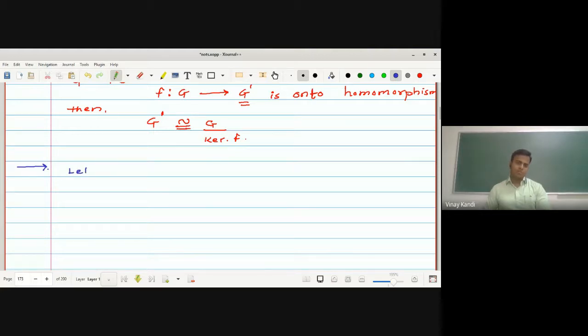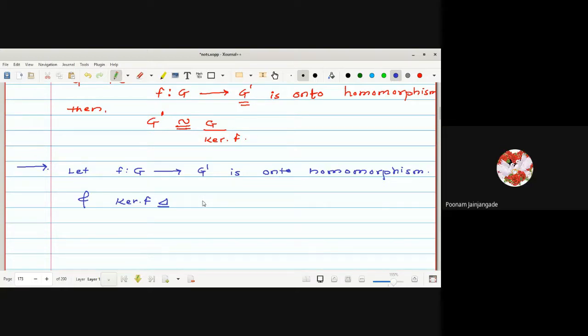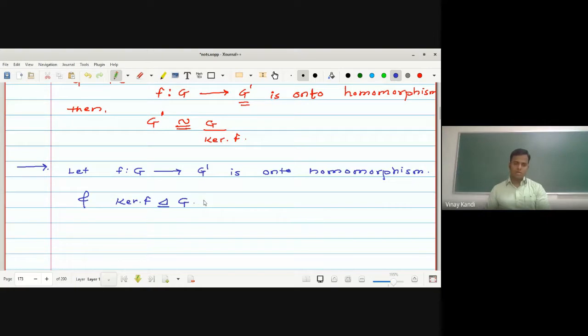Suppose f is the function from G to G dash. What is given to us is an onto homomorphism. Write down all the given things first. Homomorphism. And we know that kernel of f is a subset of G. Whose normal subgroup is it? It is the normal subgroup of G. Very good.